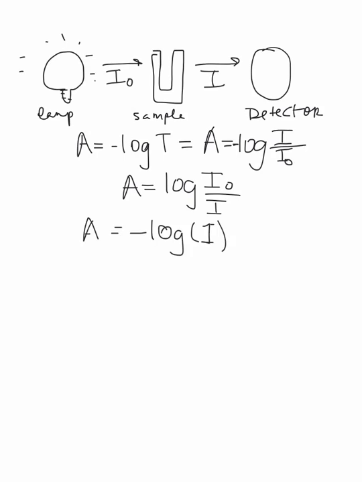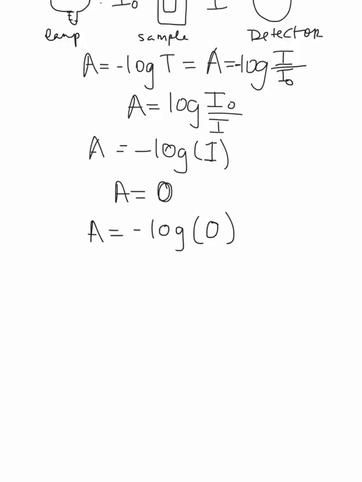Now, if we find ourselves in a situation where all of the light that hits the sample goes through and then hits the detector, the ratio of I naught to I would be 1. And so for a situation where all the light passes through the sample, the negative log of 1 is 0, so we would see an absorbance value of 0. If we found ourselves in a situation where none of the light was transmitted through the sample, and our ratio of I to I naught would effectively be 0, we would get a negative log of 0, which mathematically would reduce to an absorbance of infinity.